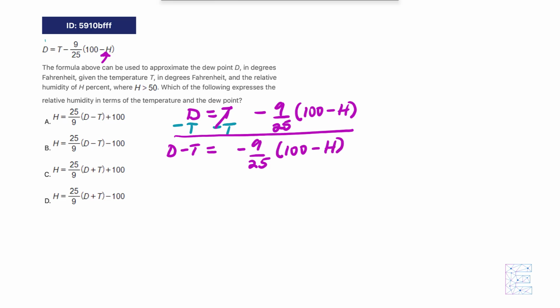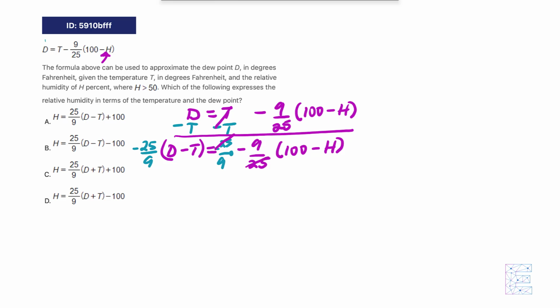Our next goal is to get rid of this negative 9 over 25. And to get rid of a fraction, you simply multiply it by its reciprocal. So I'm going to multiply this by negative 25 over 9. And of course, if I do that on the left side, I'm going to have to do that same thing on the right side as well. So I'm going to multiply this by negative 25 over 9 also to keep things balanced.